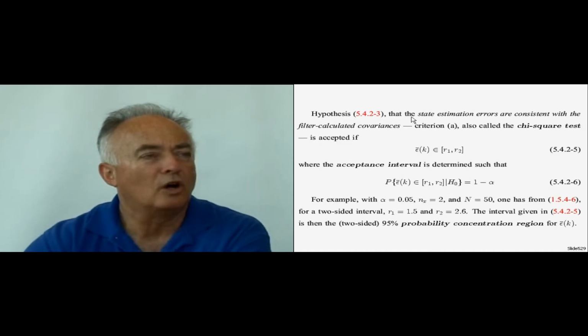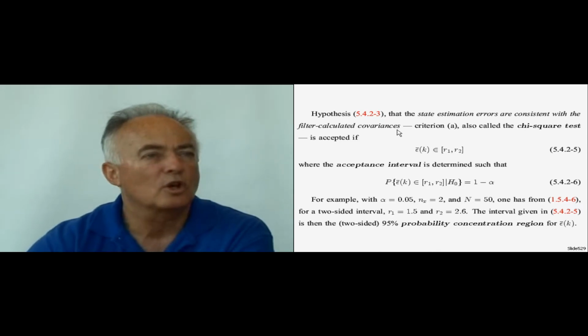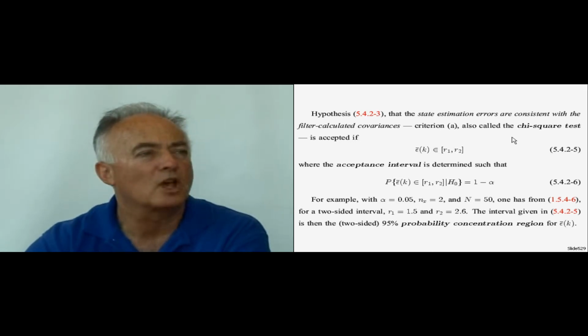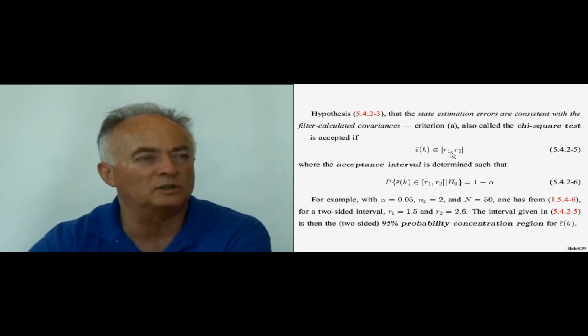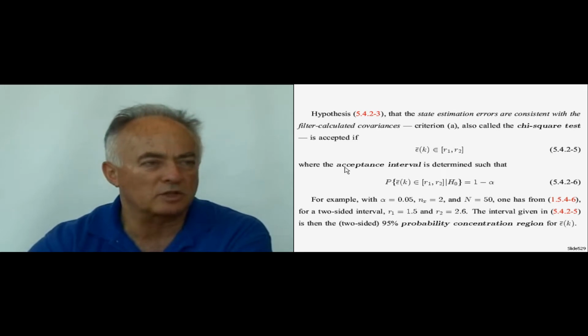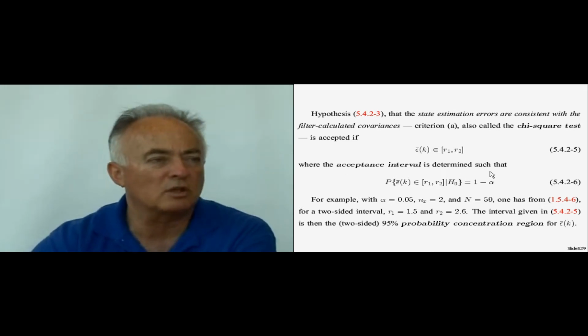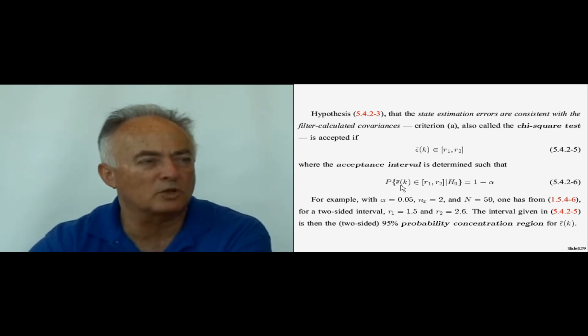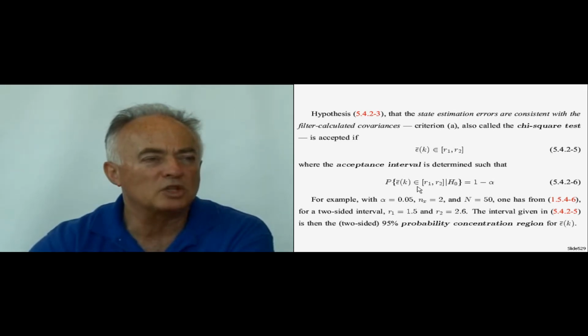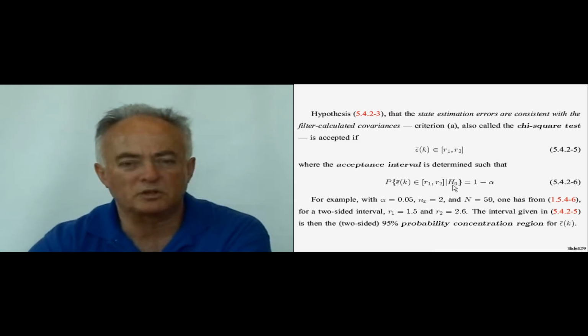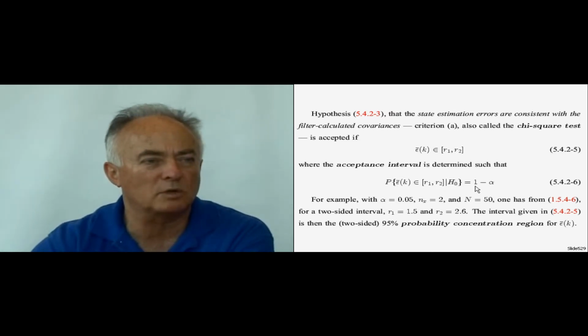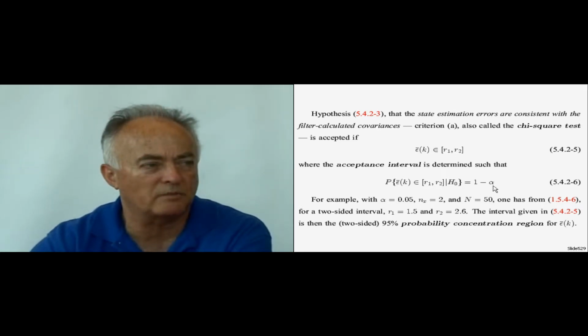And our hypothesis that the state estimation errors are consistent with the filter calculated covariances, which we also call a chi-square test in view of the distribution used, will be accepted if epsilon bar is in some interval r1 to r2, called the acceptance interval, and it is determined such that the probability of epsilon bar being in this interval under the null hypothesis that the filter is consistent will be a number close to 1, namely 1 minus alpha.